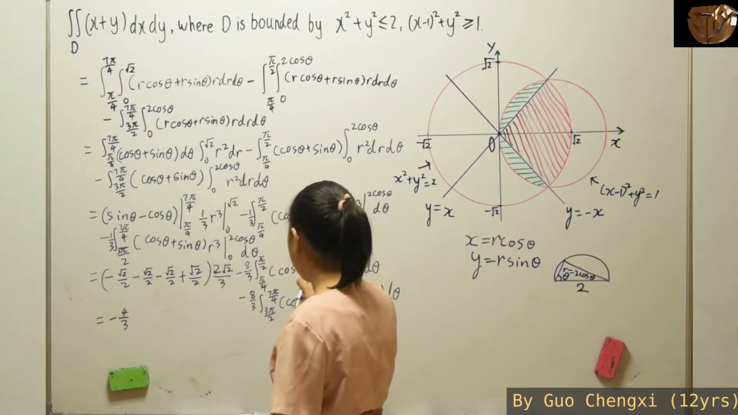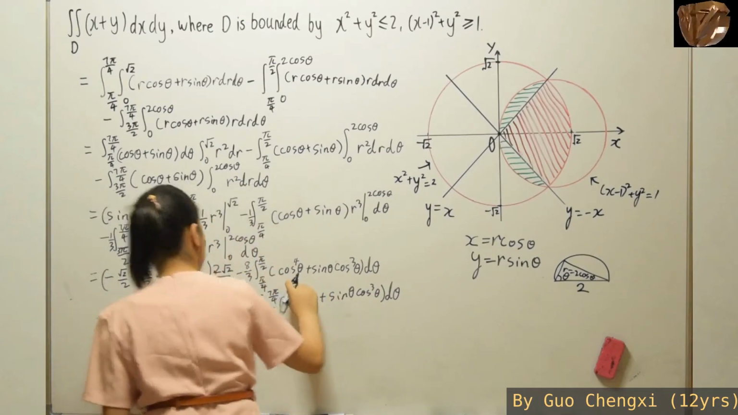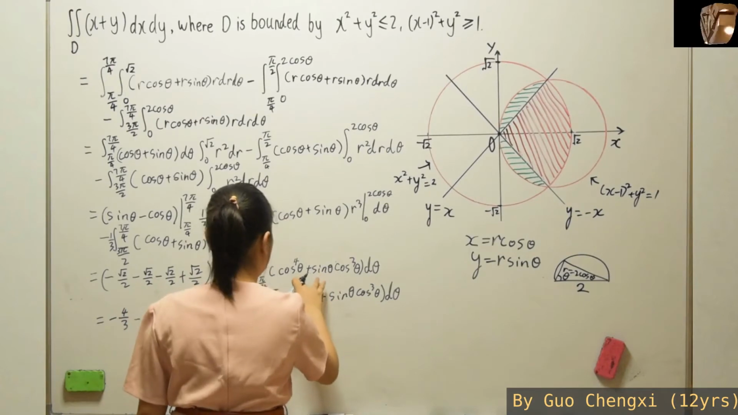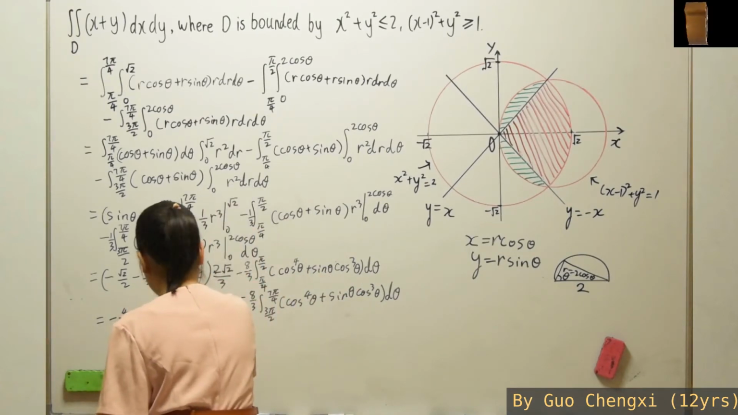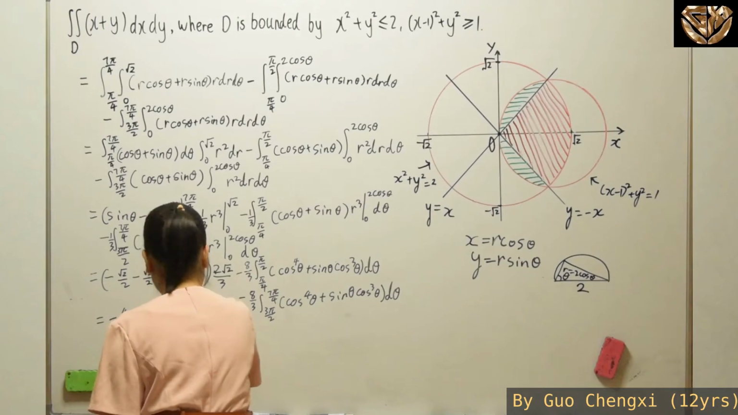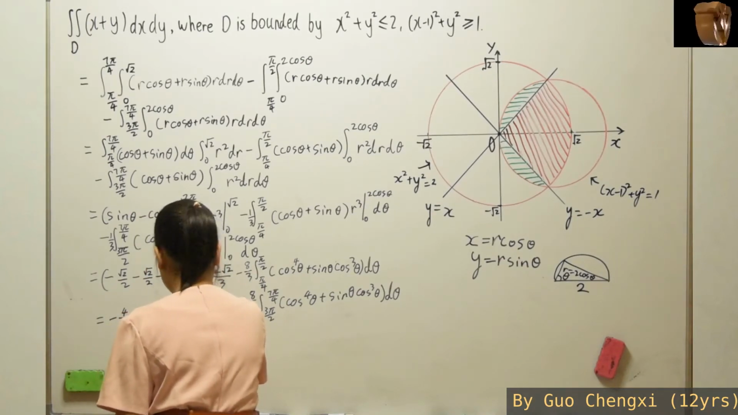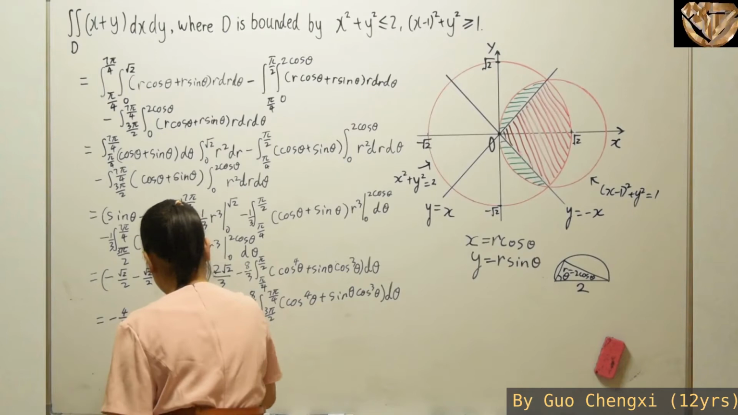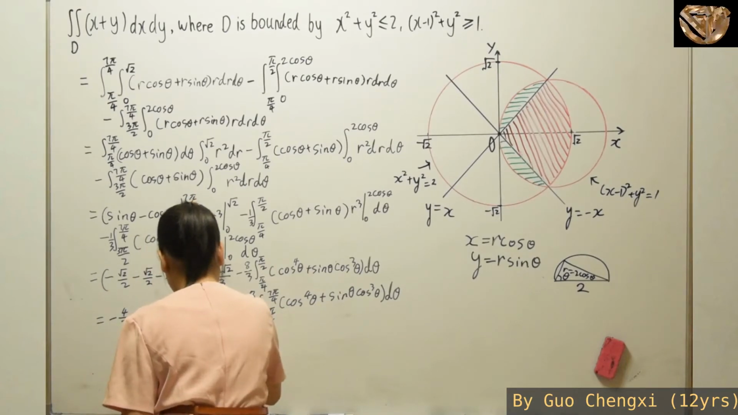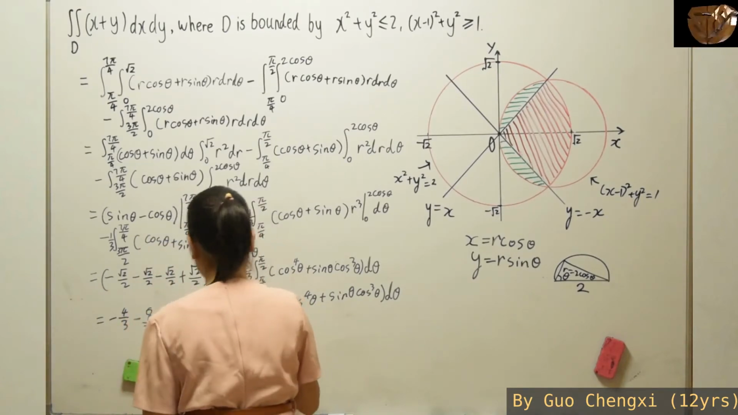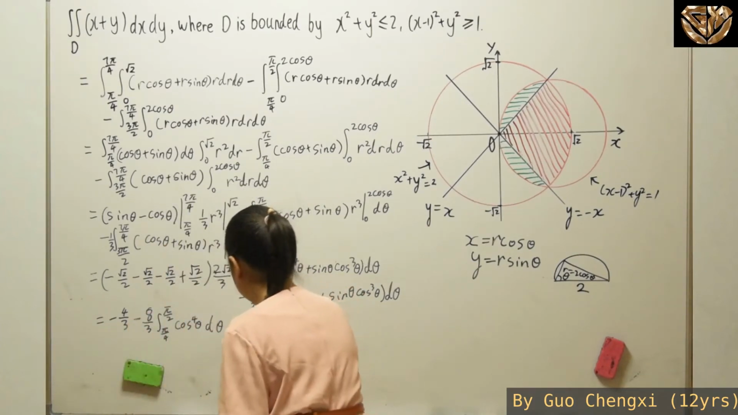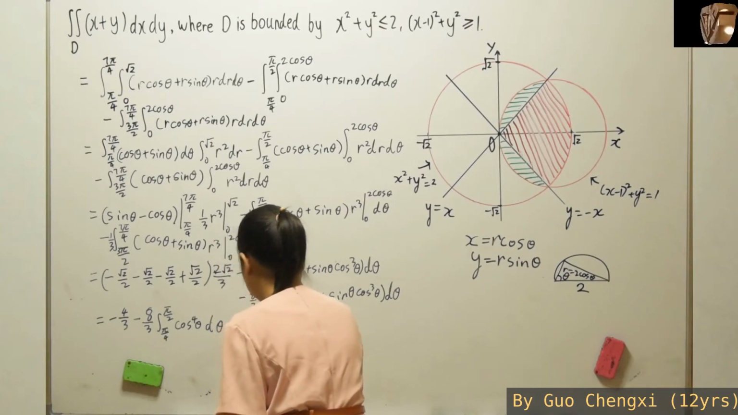Well, for this part, what we're going to get is, you can separate this into two parts, where the first part will be, and here you are minus 8 over 3.